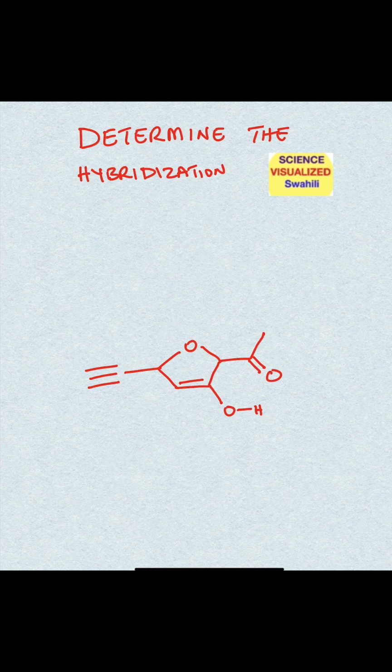Hello and welcome. Today we're looking at how to determine the hybridization of organic structures, and this is presented by Science Visualized. When you talk about hybridization, basically we're going to be looking at sp, sp2, and sp3 hybridization.